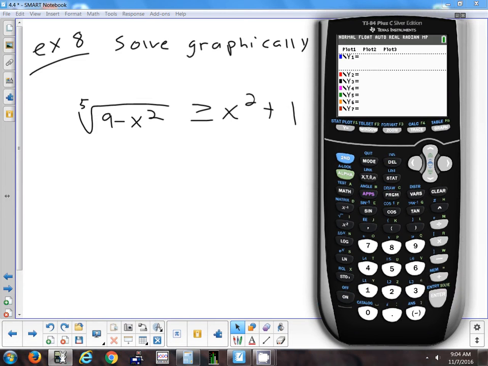Now I might have to adjust this to make sure they cross. Let me check it. 9 minus x squared. And x squared plus 1. So I'm looking for where the graph in blue is above or equal to the graph in red. Okay, that works fine.